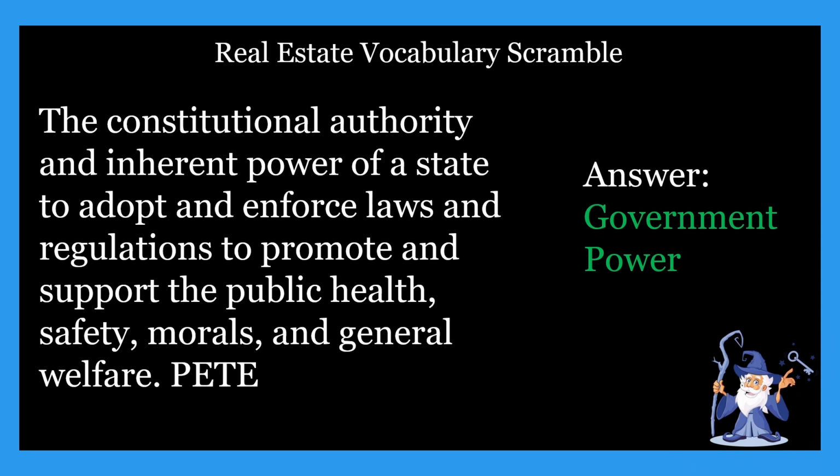Now, obviously, you noticed at the very end it said PEAT. Well, PEAT is the best word or acronym to kind of remember these specific powers. So P stands for police power, E for eminent domain, T for taxation, and another E for escheat. All right, next one.